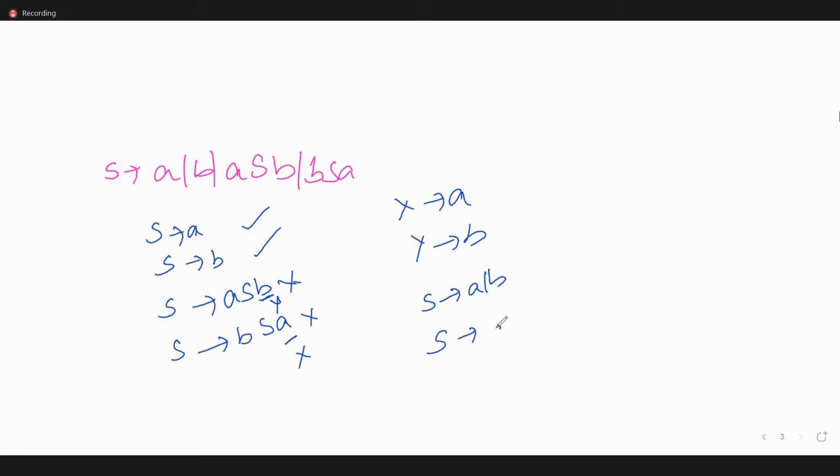S tends to A, capital S, Y. S tends to B, capital S, X. Now, if you observe, all are in GNF format. Is it not?